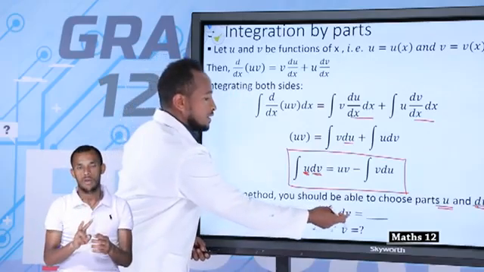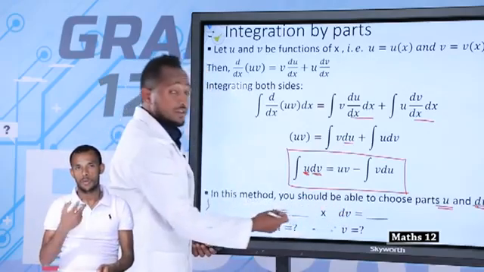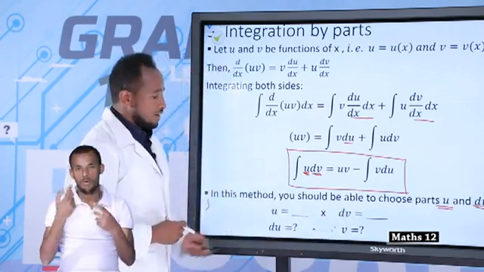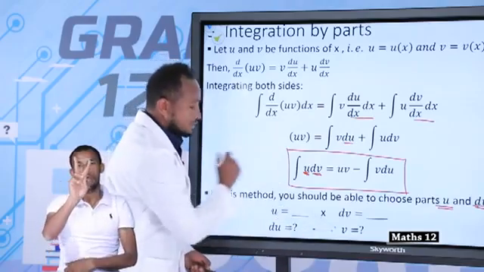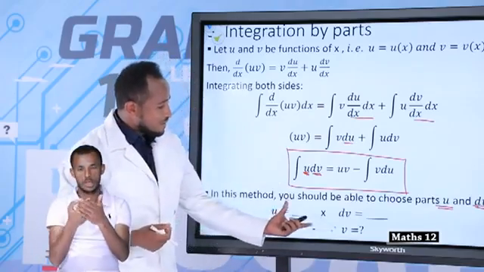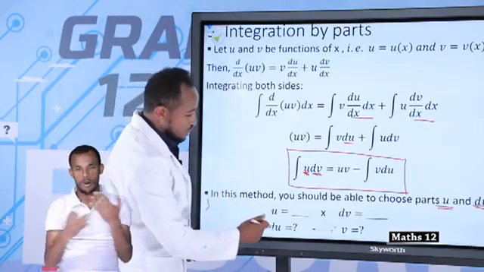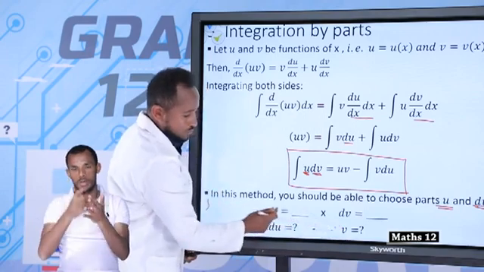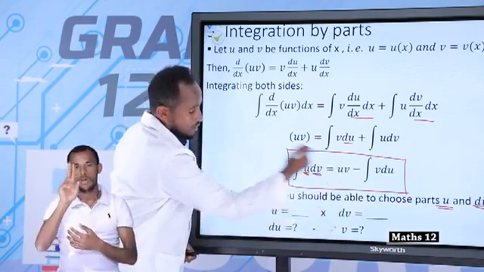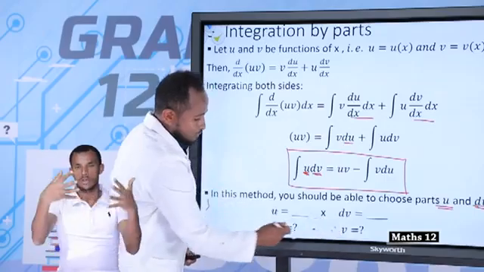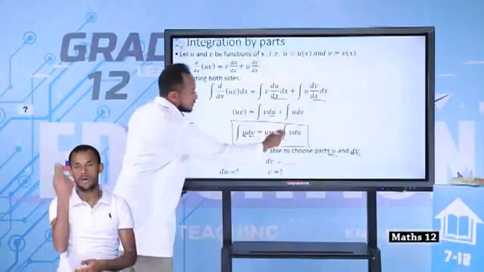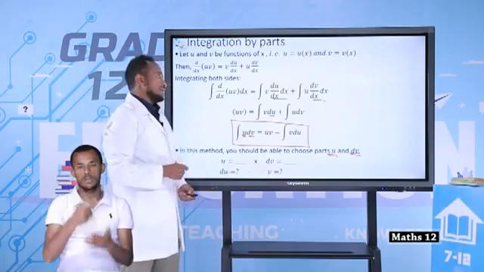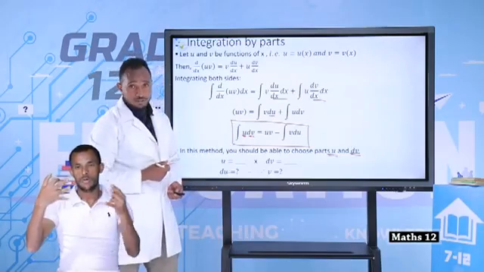Therefore, integrating, you have to find the value of v. After doing this, you can remember the formula easily. The integration of the original expression u dv is the product of the two, u and v, minus the integral of v times du. So this is the formula to apply the technique of integration by parts.